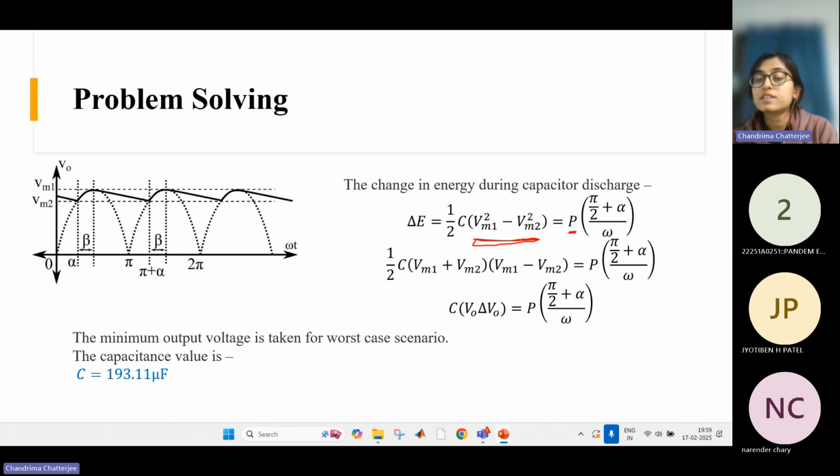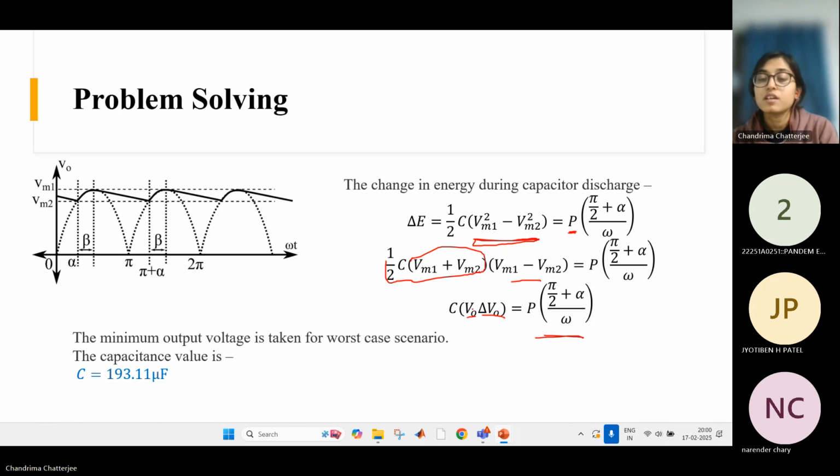Now we have divided it. Vm1 square minus Vm2 square comes out to be Vm1 plus Vm2 times Vm1 minus Vm2. So half, and this portion gives us the V naught value, that we already saw, max plus min by 2. And this portion is our ripple. So that's why I have written V naught times delta V naught. And the right hand side is there; I have not changed anything.